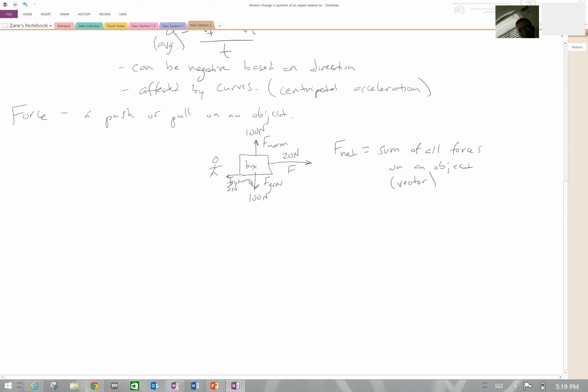Okay, so if you add up all these forces, well, 100 going up plus 100 going down, those will cancel each other out. We got 20 going in this direction. We got 5 going in this direction. Since 5 is going opposite from 20, we can just subtract the two. So the net force is 15 newtons going in this direction. So just remember to add up the forces, and remember where a direction's going so you can subtract when needed. Okay? Hope that makes sense.